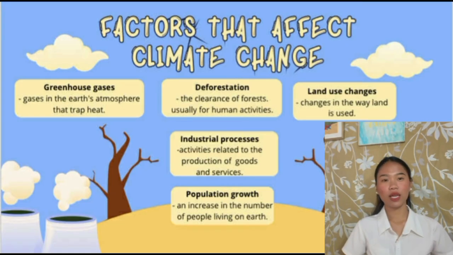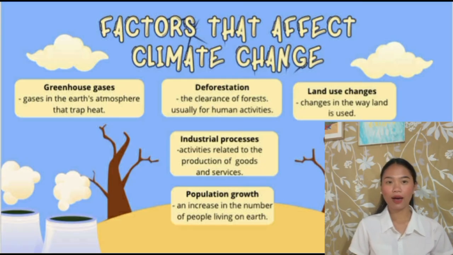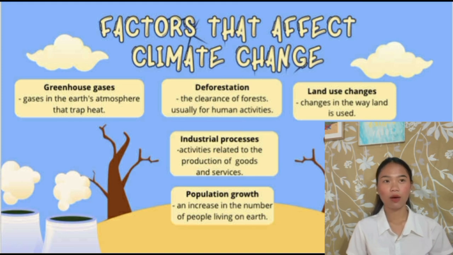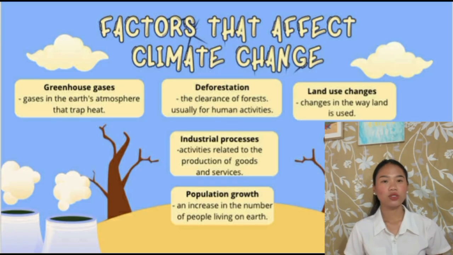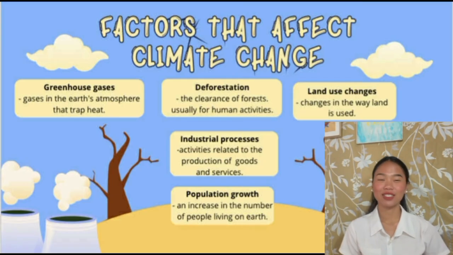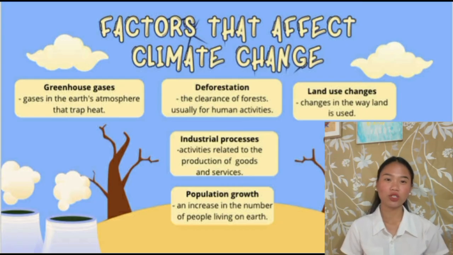So the next one is deforestation. When we say deforestation, this is the clearance of forests usually for human activities. So kinsa ba ang mo-buhat aning deforestation? Of course, us humans. The third one is land use changes. This is changes in the way land is used. Ang cause ani is converting forests to agricultural land or urban areas. So unsa may impact sa land use changes? Of course, loss of ecosystem.